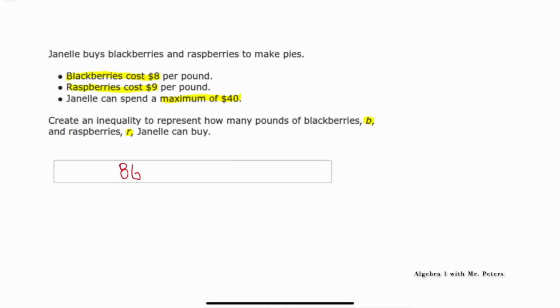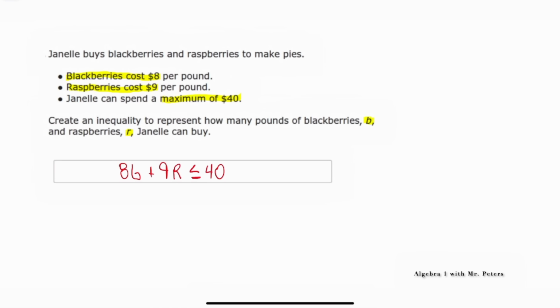8B, right? Because it's $8 per pound. We don't know how many pounds of blackberries we're getting. Plus 9 times R is going to be less than or equal to 40. Because he could spend a maximum of 40, it doesn't mean he has to spend the whole 40. He could spend less than it or the maximum of $40.